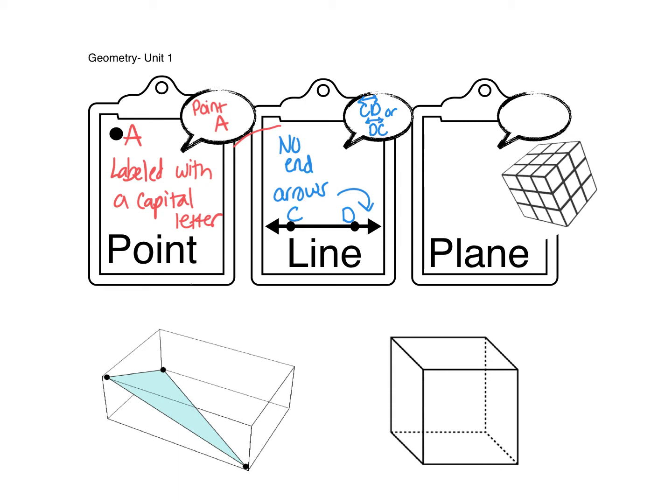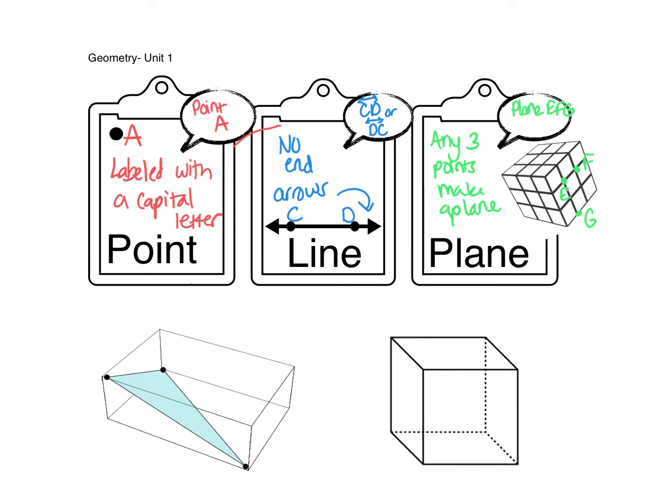A plane, on the other hand, is labeled by any 3 points. So any 3 points make a plane. Okay? So we can name a plane by any 3 points. So if you look at the example here, I can name 3 points here. Let's call this E, and let's call this F, and let's call this one G, right? So how I would name this is I would call this plane EFG, because there are 3 points to name a plane.